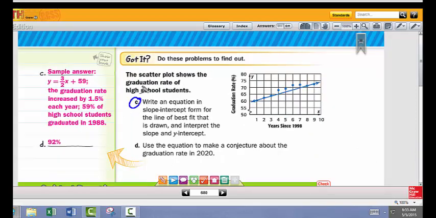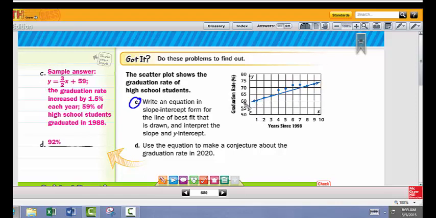The scatter plot shows the graduation rate of high school students. Write an equation in slope-intercept form for the line of best fit that is drawn and interpret the slope and the y-intercept. Again, this is going to be a difficult thing to do to get everybody to have the exact same answers. In fact, it just plain is not going to happen. But that's why I've got the answers up right from the start here.